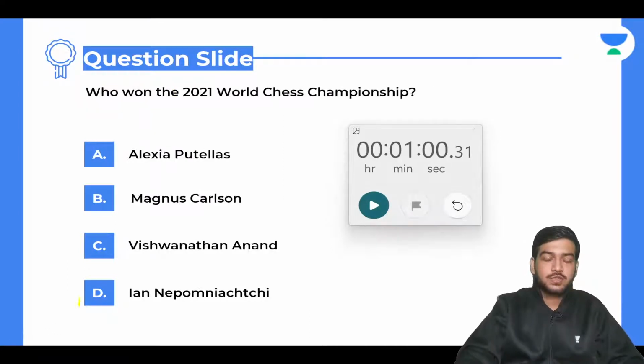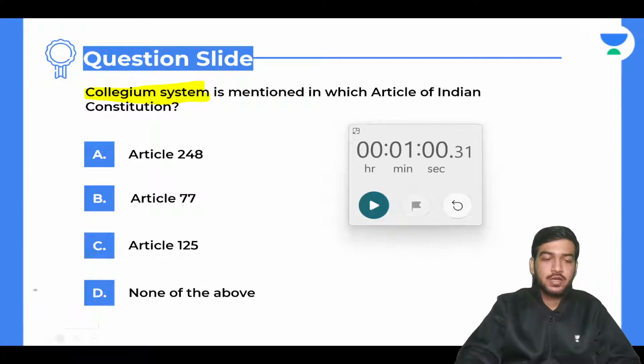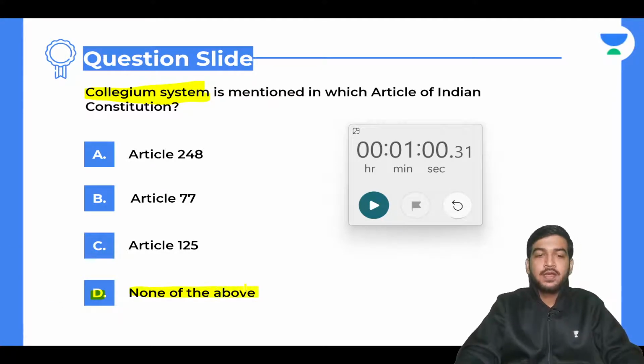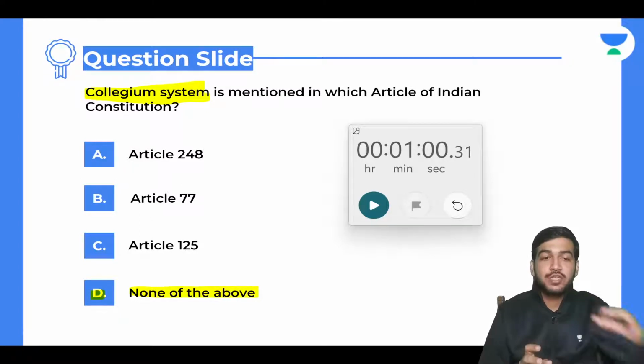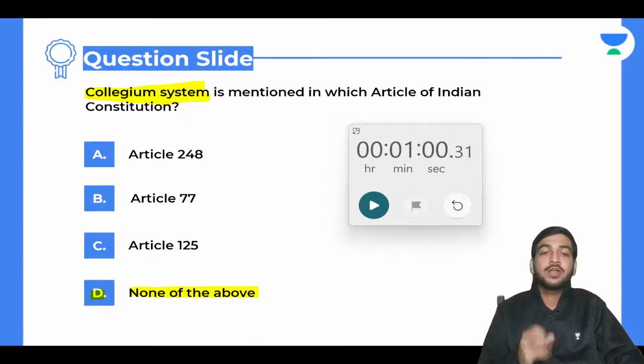The answer to this question is also none of the above. Collegium system was an invention of the Supreme Court in a 1992 judgment. भारत की Supreme Court ने in a judgment in 1992, which was the Association of Advocates of Supreme Court versus Union of India. In that, the existing system of the Constitution was challenged, and the Supreme Court then decided कि all right, we will have a collegium, that is the judiciary will determine on its own.